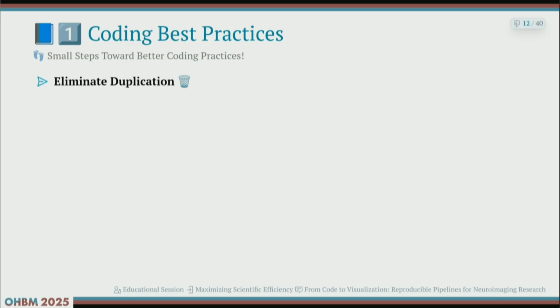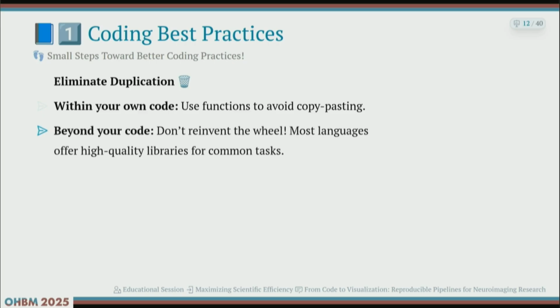And the other point that you need to take into account is that you need to eliminate duplications in your scripts. So what does that mean? Well, it has two aspects. When you're writing your own code, use functions to avoid copy and pasting stuff here and there. And also notice that it goes beyond your script.